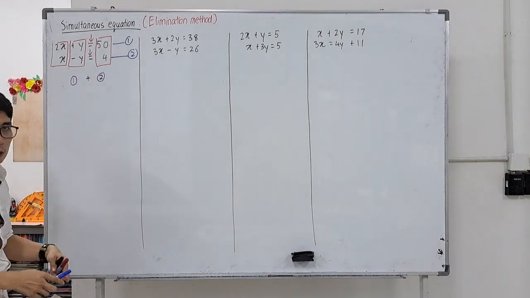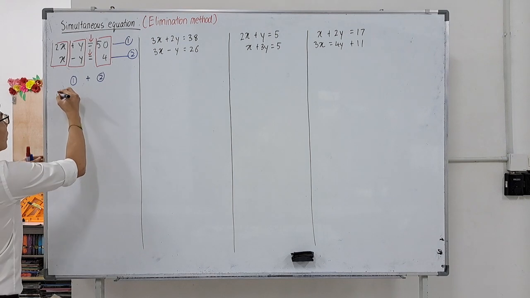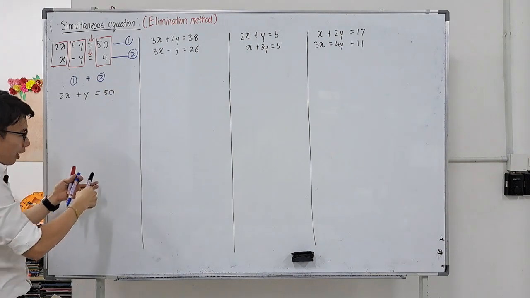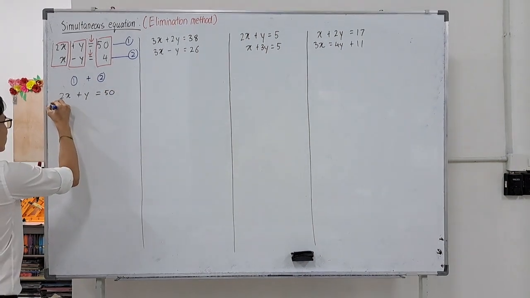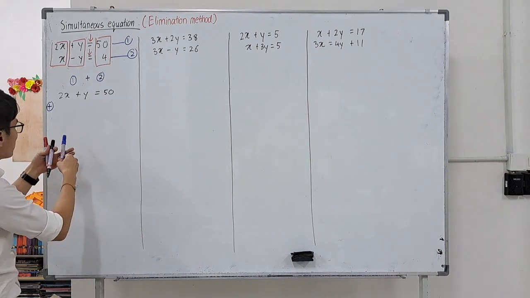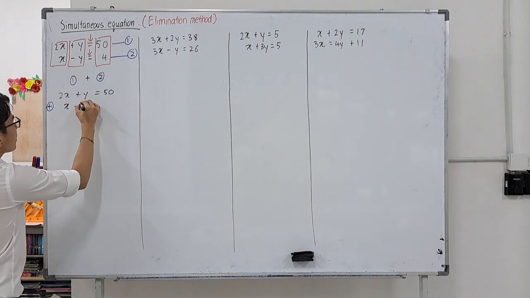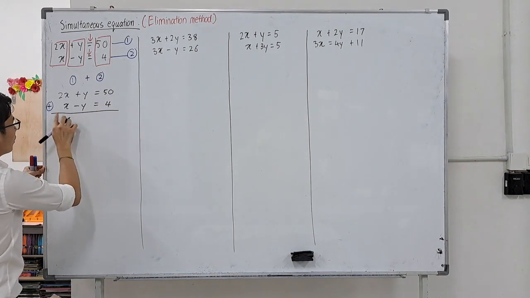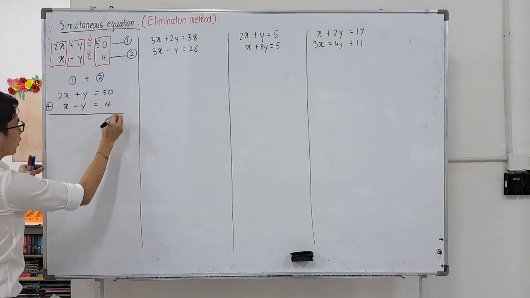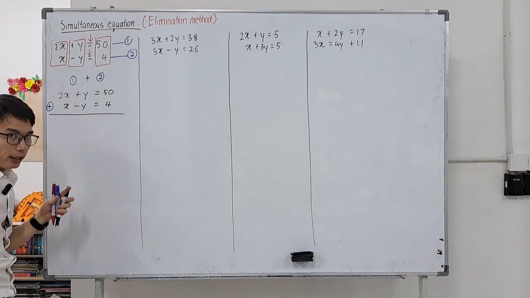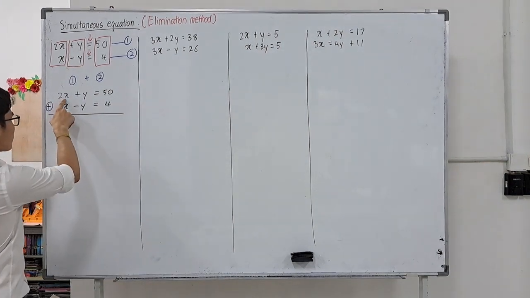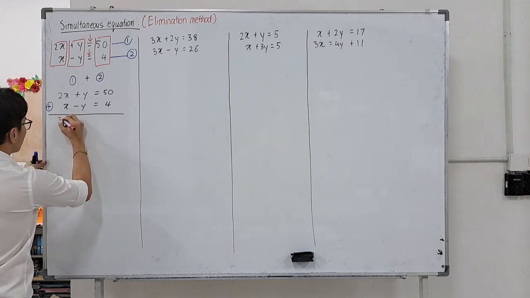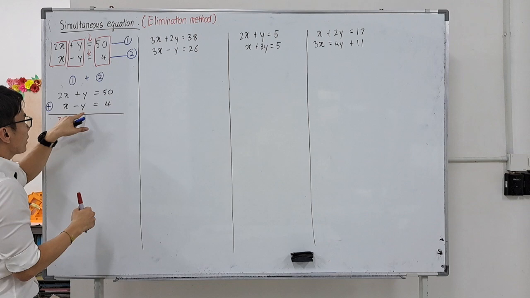Since I said equation 1 plus equation 2, my equation 1 is 2x plus y equals to 50, and I'm going to add equation 2, which is x minus y equals to 4. Then I have my line over here. We are going to add everything accordingly. Since they're aligned, they are like terms, so I can add them. 2x plus x gives me 3x.